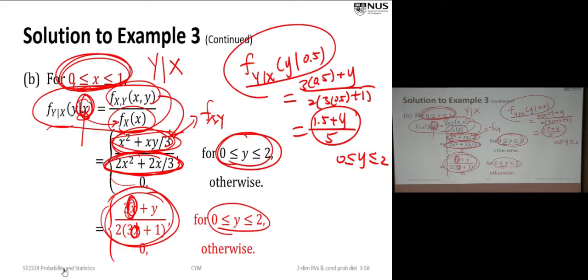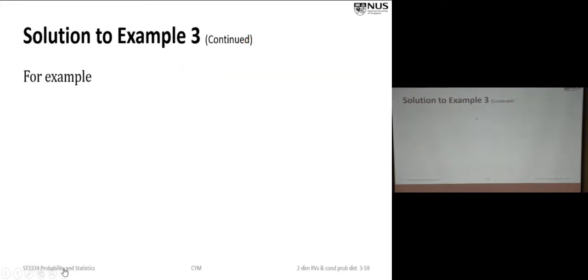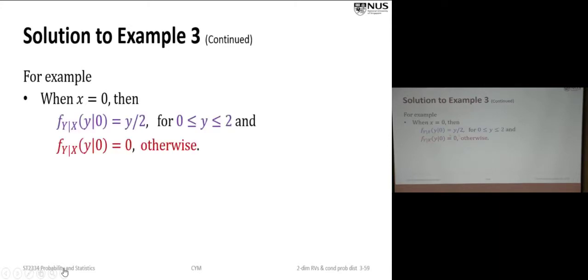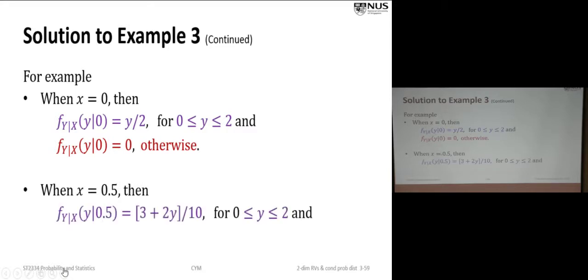When x equals 0.7, you may substitute 0.7 and then evaluate it. So it still depends on your y value. Okay? So when x equals 0, this is the conditional distribution. And when x equals 0.5, it is 3 plus 2y over 10. All right?